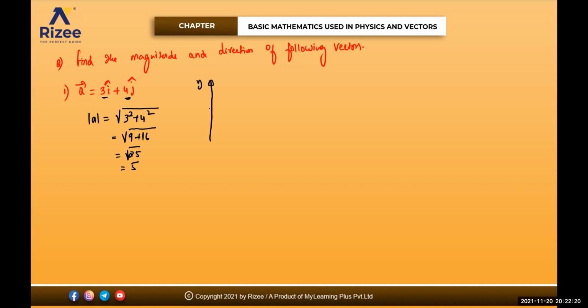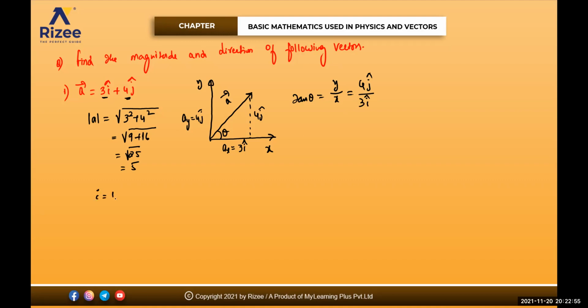This is your y-axis. This is your x-axis. This is the magnitude of your A. It is making an angle theta. This one is along AX. AX will be equal to 3i cap. AY will be equal to 4j cap. So I can write from this, tan theta is equal to y by x. Y value is 4j cap divided by 3i cap. Value of i is always 1, j is also 1, k is also 1. So that will be equal to 4 by 3.